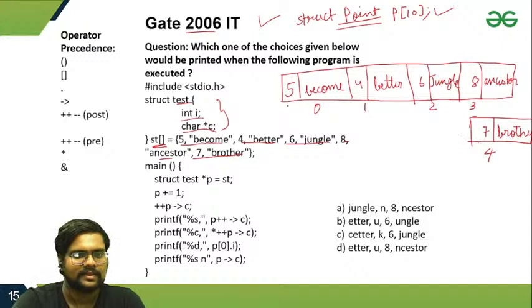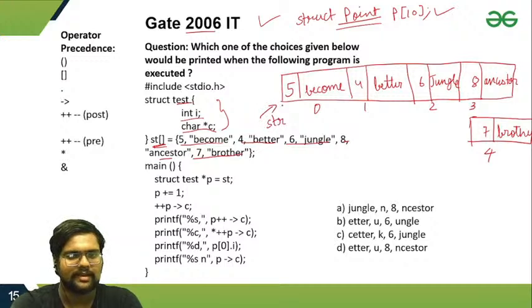So this will be our struct array and it will be pointed to by st. So st will contain the address of the first element. Then we have another pointer p which is present here, pointing to st. Now we are incrementing this pointer by 1, so it will be incremented by the size of the structure.